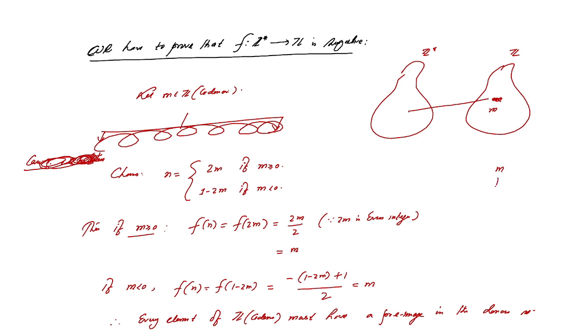So actually there are two possibilities. We have taken m. If m is greater than or equal to 0, then f of 2m will be m. And if m is less than 0, f of 1 minus 2m will be m. In both cases, the element m in the codomain set has a preimage in the domain set Z star. So thus we prove that f from Z star to Z is surjective.